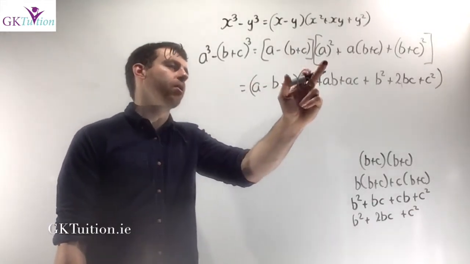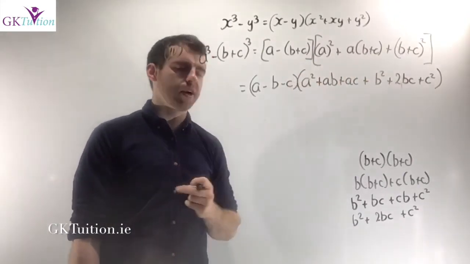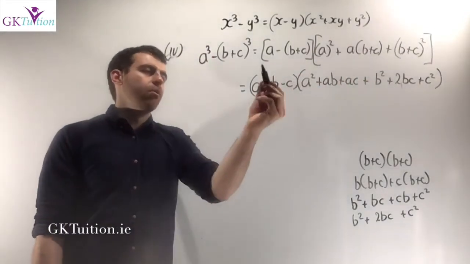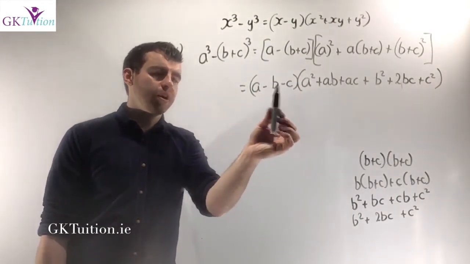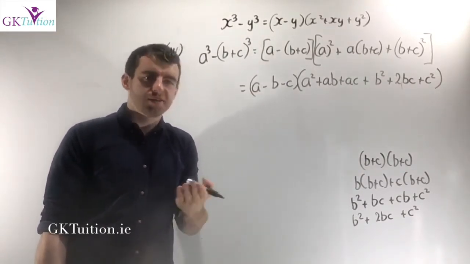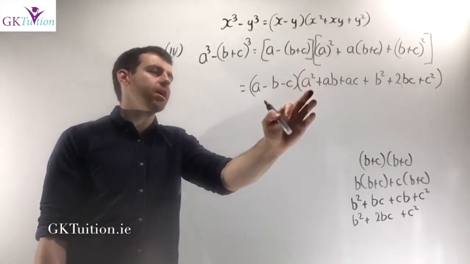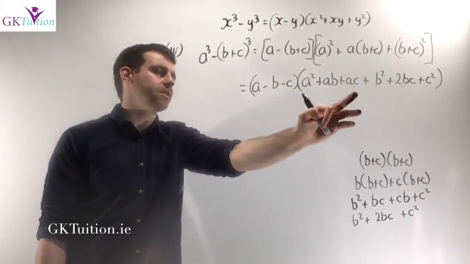I'm going to have a squared plus a times b plus c, all squared. Now, all I did here was I multiplied minus 1 by each of these and I got a minus b minus c. So that's all I can do here. I don't have any like terms, so I can't really simplify it. A times a is a squared. If you multiply this bracket out, you get ab plus ac.